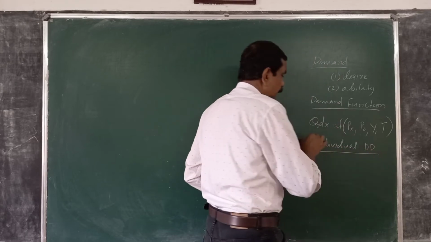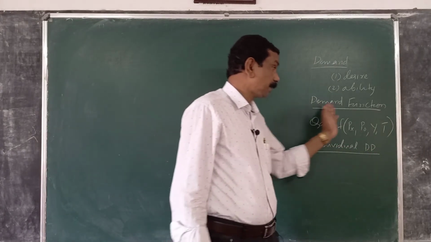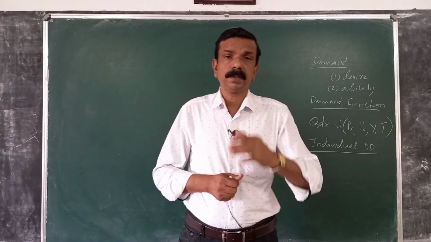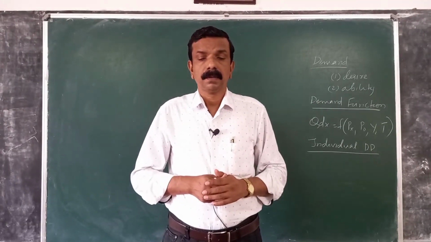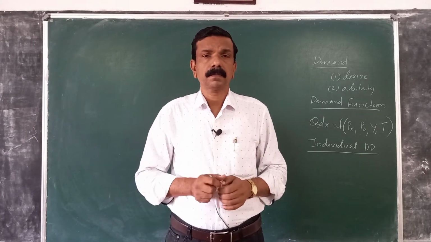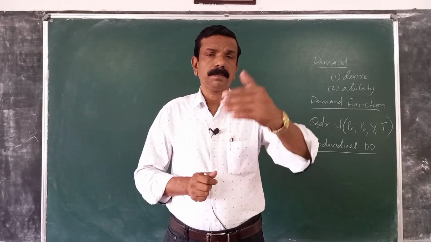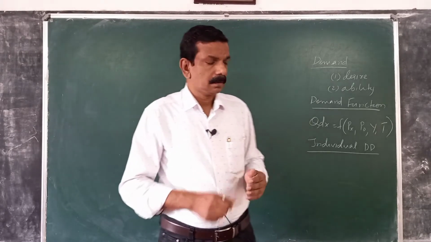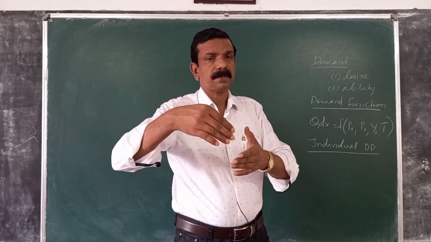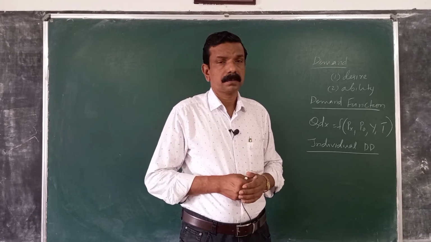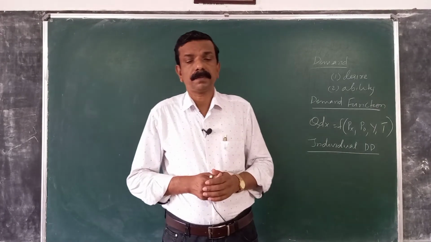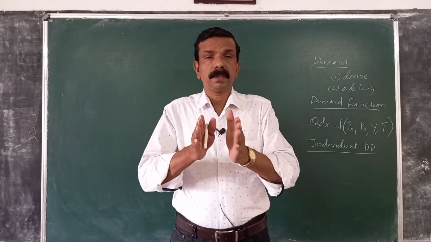Individual demand for a commodity. Having defined the demand function, we now define the individual demand for a commodity. By varying the price of the commodity while keeping constant the income of the consumer, prices of all the related commodities, and taste and preferences, we will obtain an individual demand schedule.